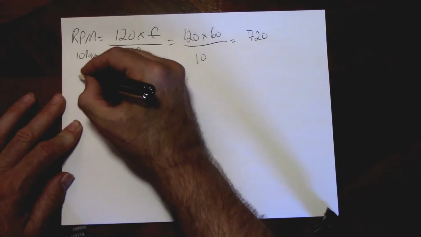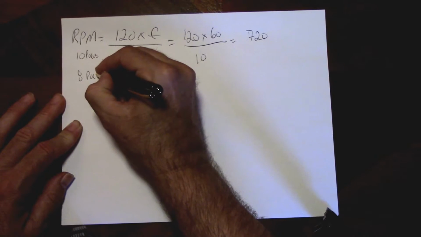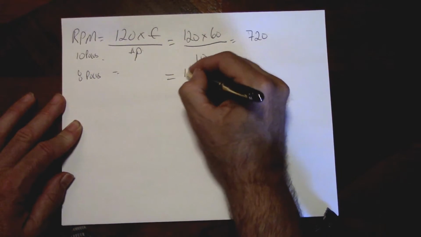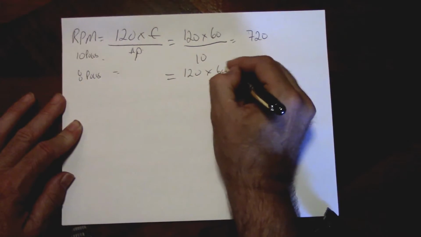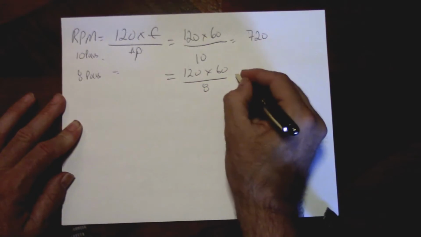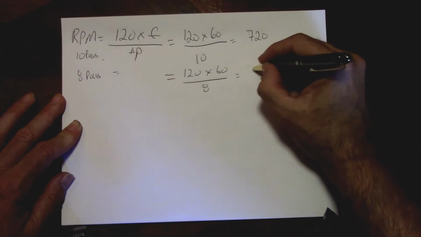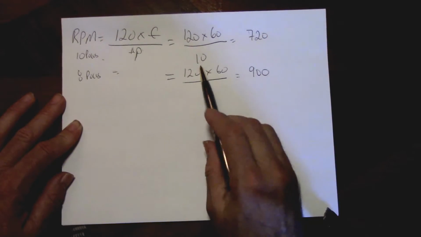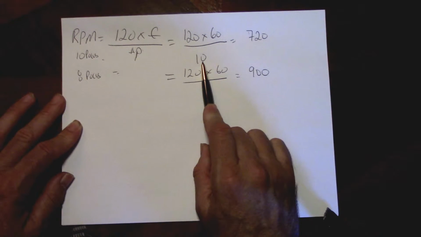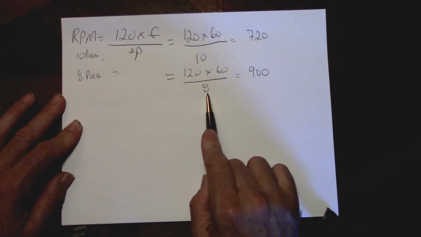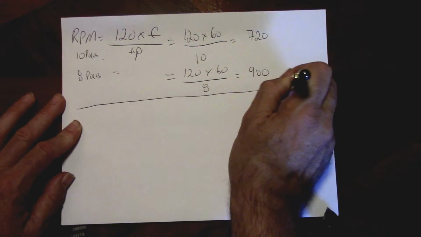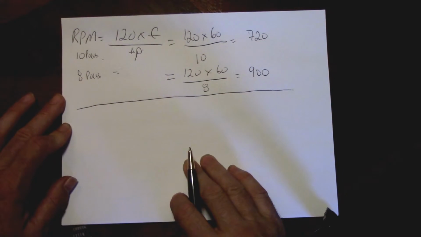What if I told you I had 8 poles? This would equal 120 times 60 over 8, which gives me 900. So as you see, the more poles you have, the slower it goes. The less poles you have, the faster the motor goes. Alright? Let's just put a bar there for a second.